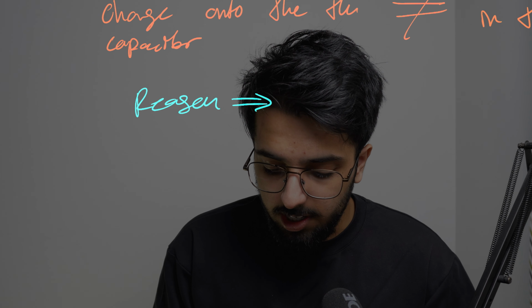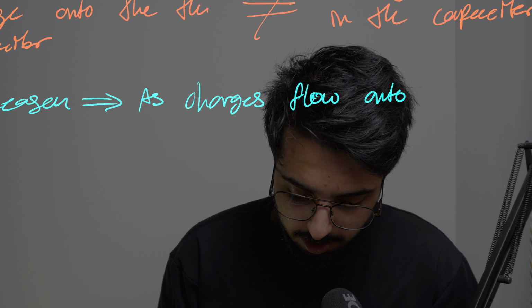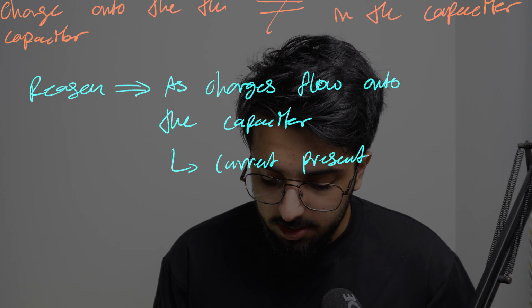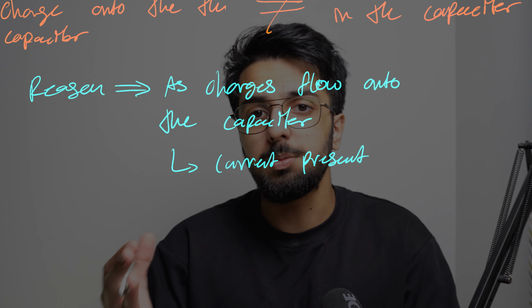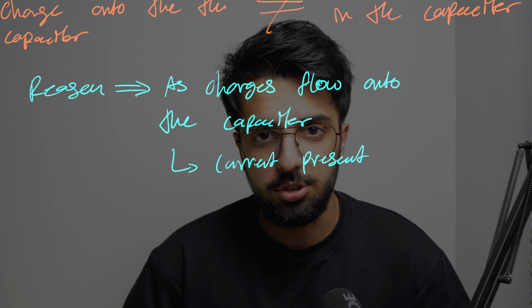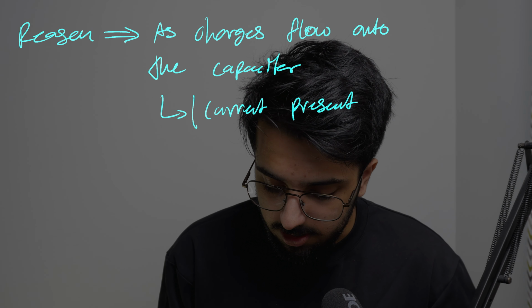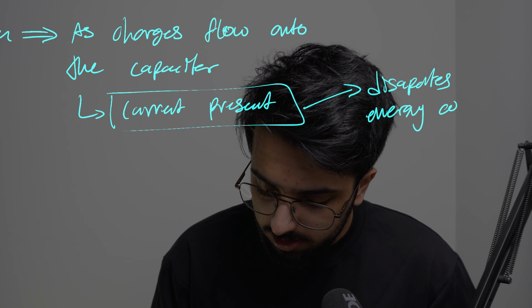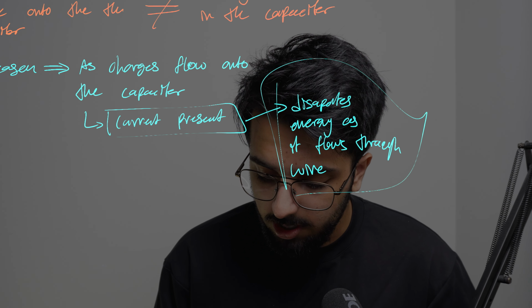And the reason for this energy loss is because as the charges flow onto the capacitor, this obviously results in a current being present. This is pretty self-explanatory. If there is a flow of charge, that means there must be a current present, because that is the definition of current. And so we learnt from internal resistance that if there is a current present, current dissipates energy as it flows through the wire. And so this is where our energy loss comes from.